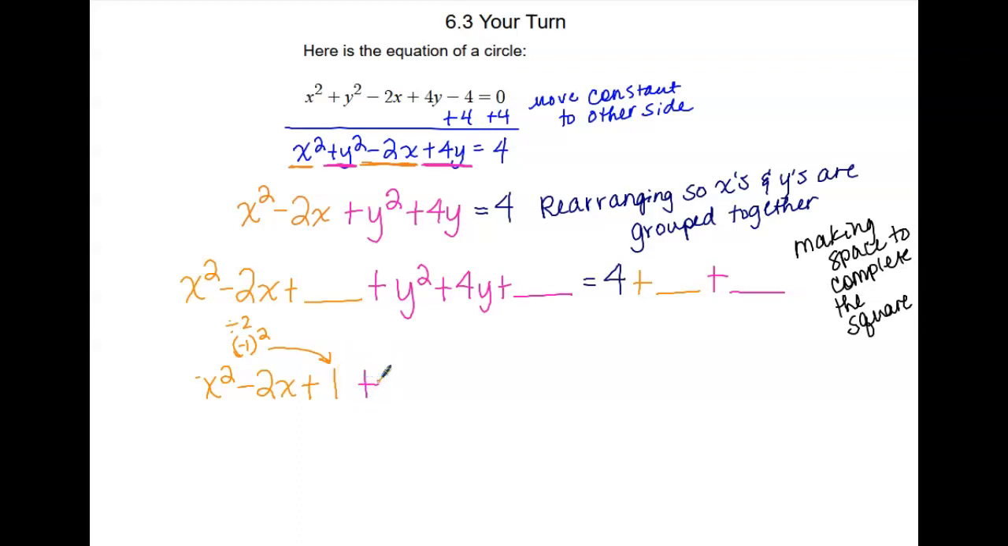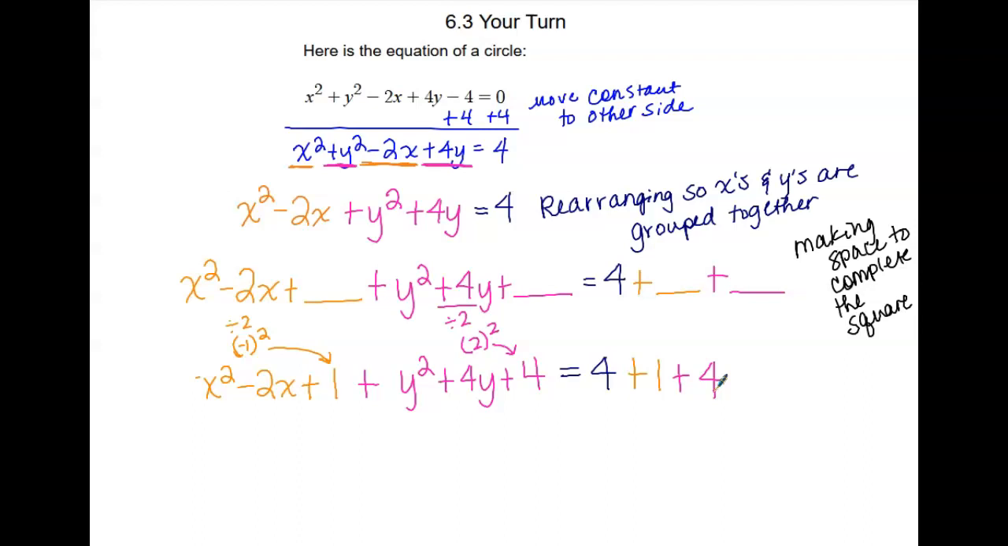For the y's, we have y squared plus 4y plus something. So the way we get that something is we're going to divide +4 by 2. So 4 divided by 2 is 2. We're going to square that number, and that's what's going to go here. So this is +4. Now remember, whatever we do to one side of the equation, we have to do the same thing to the other side of the equation. So if I add 1 on this side of the equation, I also have to add 1 on this side of the equation. And if I add a 4 on this side of the equation, I also have to add a 4 on this side of the equation.